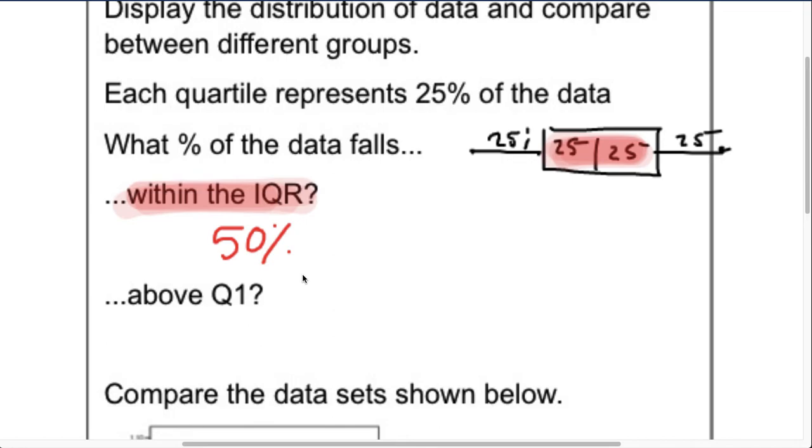What percent of the data is above Q1? Okay, well, Q1 is that left bar. Above Q1 represents 3 25% chunks, so 75% of the data is above Q1.